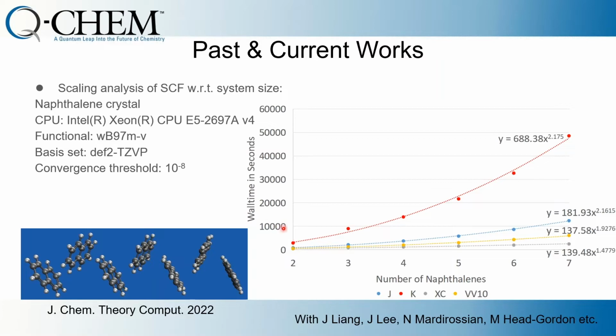As we can see here, the wall time is dominated by the exact exchange, which is the red curve. J is the blue curve. K and VV10, which is the yellow curve, all scale near quadratically. And DFT exchange correlation, which is the gray curve down here, scales between linear and quadratic.